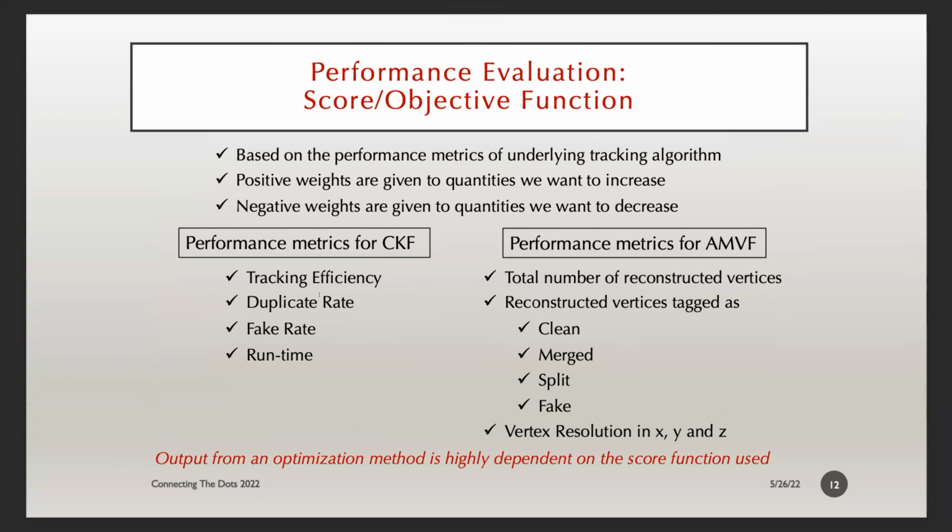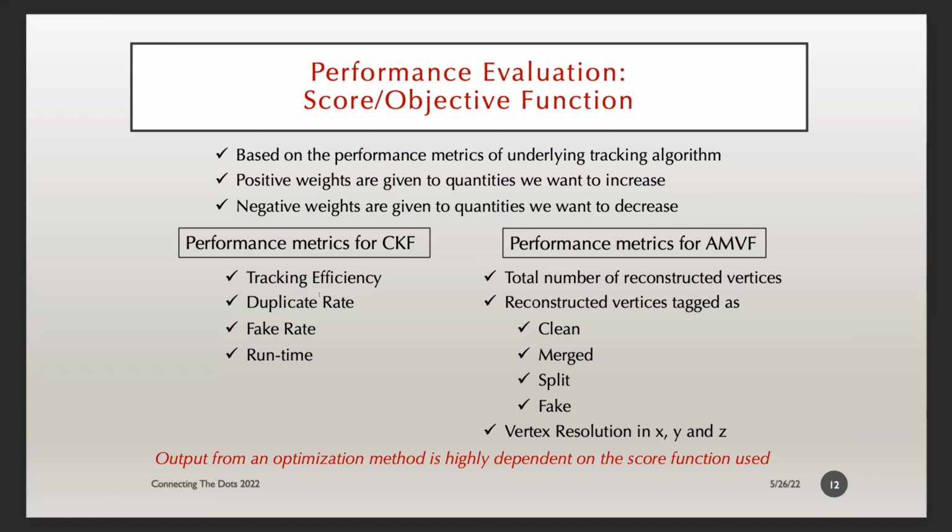So for the CKF algorithm, we have these 4 main performance metrics, which are the tracking efficiency, that is the fraction of the generated particles which are actually associated to reconstructed tracks, and then the duplicate rate, which is how many duplicates we have in the reconstructed tracks that are associated with the same truth particle. And then the fake rate is the fraction of reconstructed tracks which are not associated to any of the truth particles. And then the runtime of the CKF algorithm.